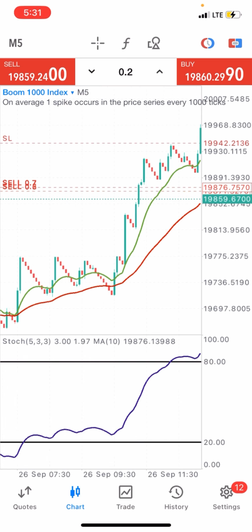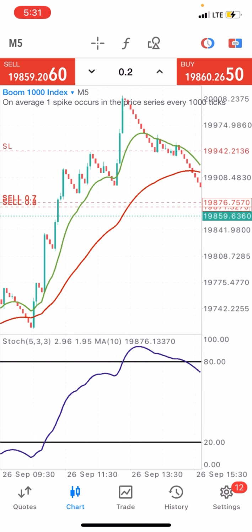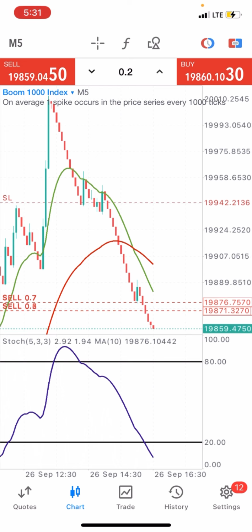You can see we are still in profit. Now this strategy works better on the 5 minutes time frame, please. The 5 minutes time frame. Okay, now how did I come up with this entry?